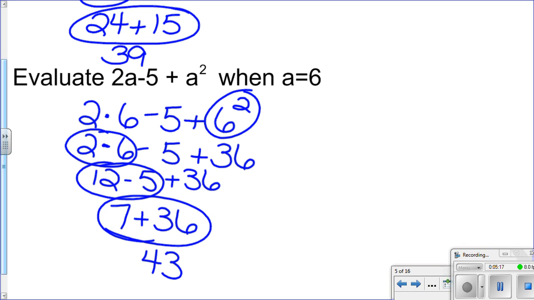Again, there's nothing different about solving these. The first thing you need to do is replace the values of the variables with the given numbers, and then apply the order of operations.